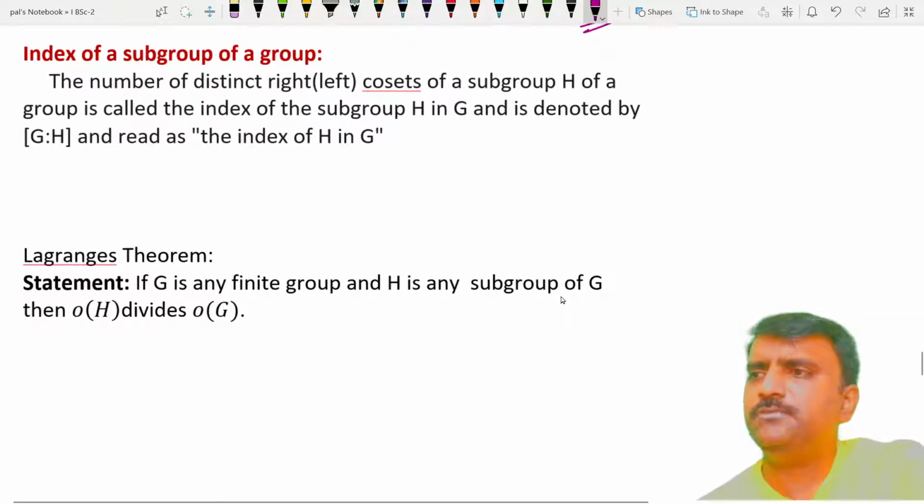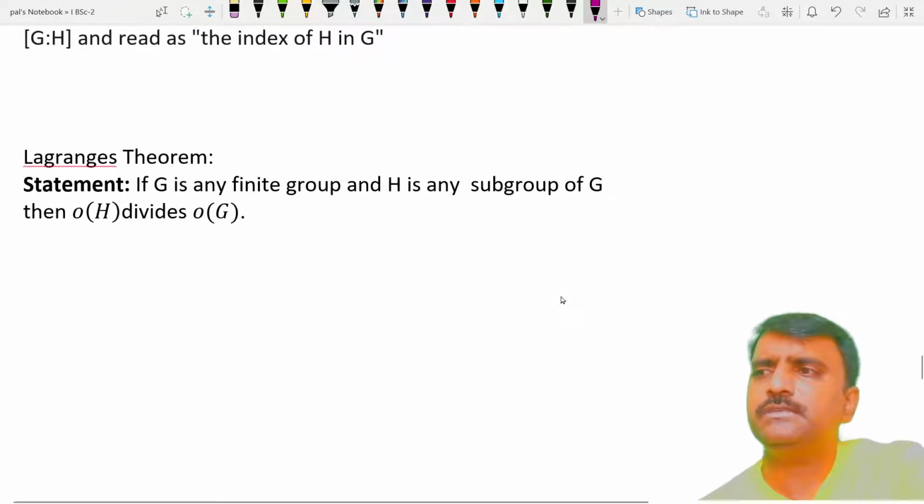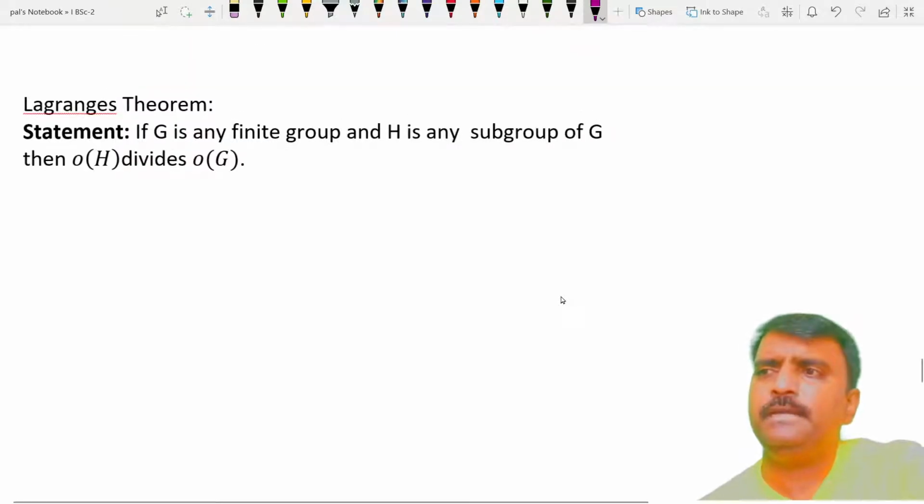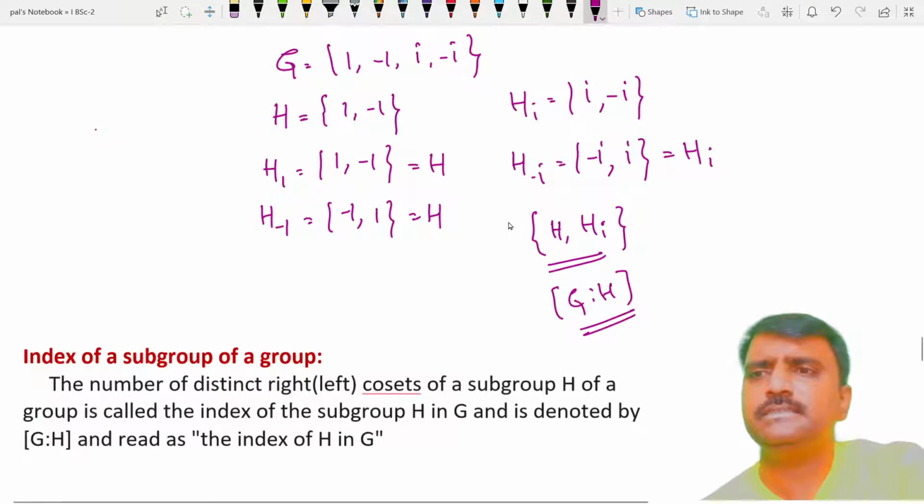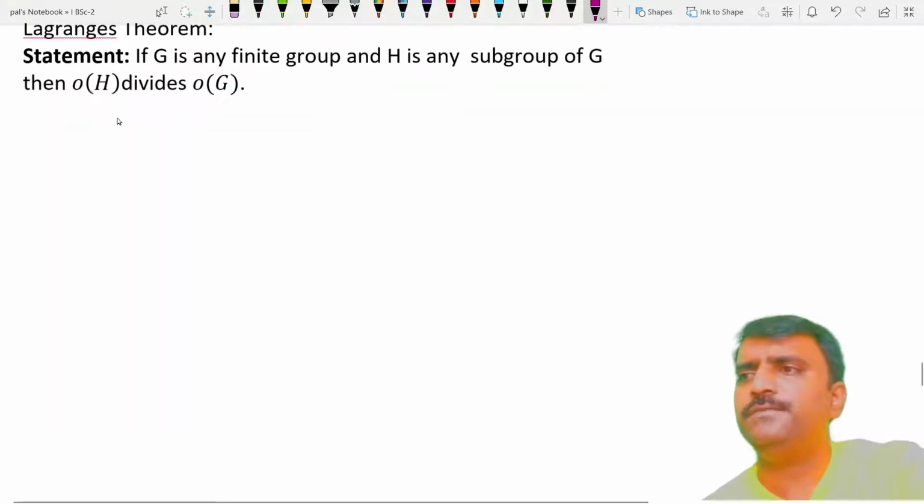With this, one of the important theorems is Lagrange's theorem in groups. It states that if G is any finite group and H is any subgroup of G, then the order of H divides the order of G. What is the order of H here? It is 2. What is the order of G? The order of G is 4. So you see the order of H divides the order of G here.